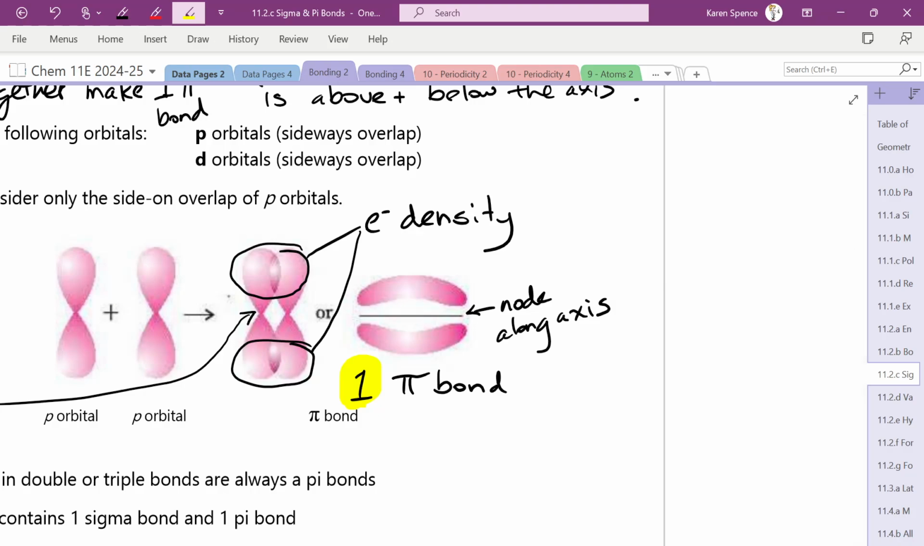Yes, you do. That's when you get a double bond. A double bond is a sigma bond and a pi bond. So your sigma bond forms first, and then you get a pi bond. You can never have a pi bond by itself.